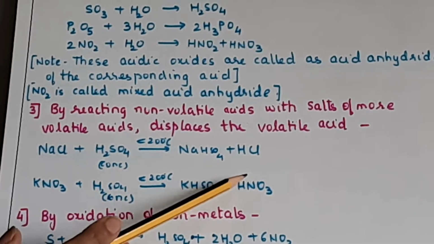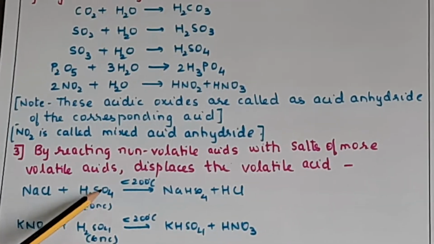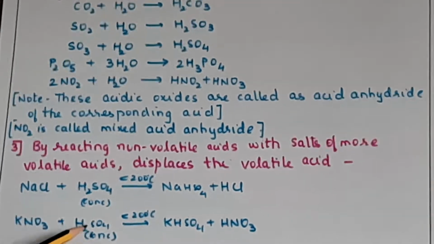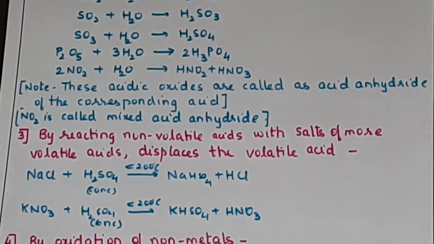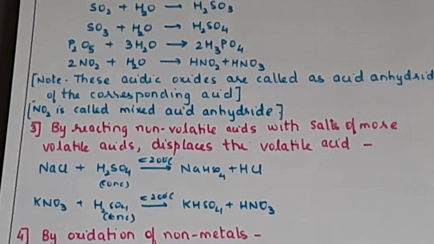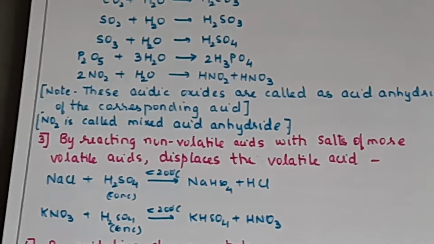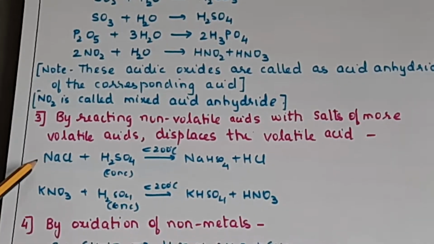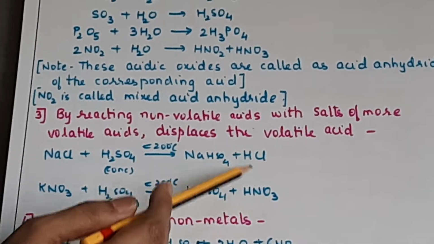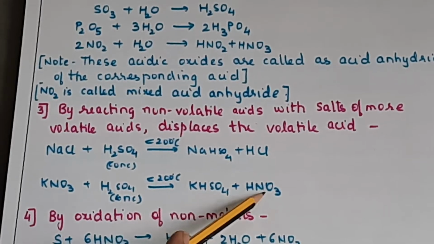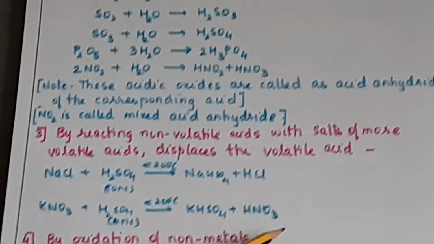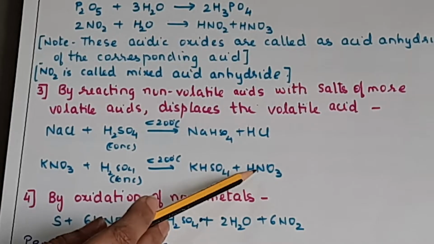So we are using a non-volatile acid. Sulfuric acid is a non-volatile acid because it has a very high boiling point, almost 338 degrees Celsius. So when you react it with the salts of volatile acids, you get these volatile acids. This is the lab preparation of nitric acid. We will be discussing it when I teach nitric acid.